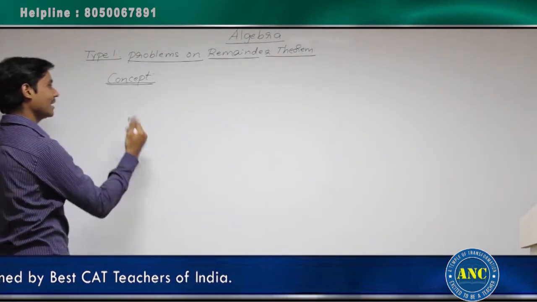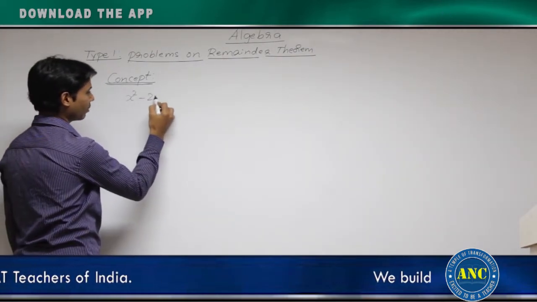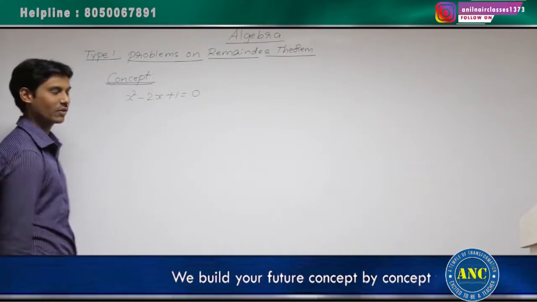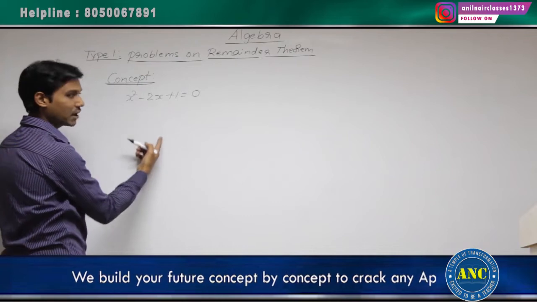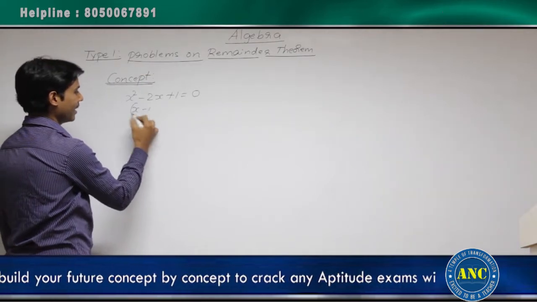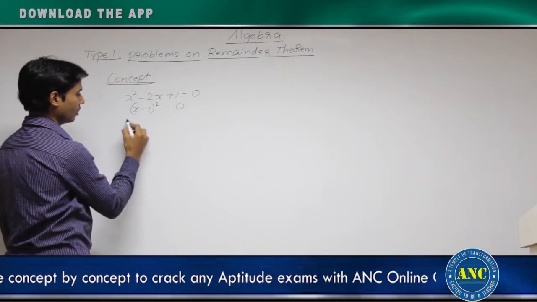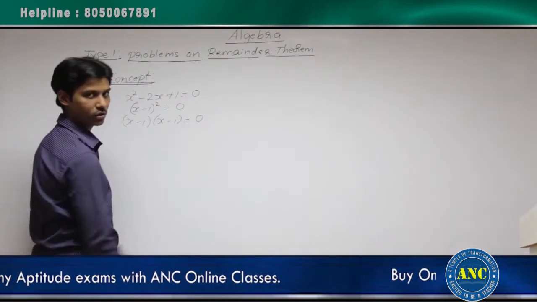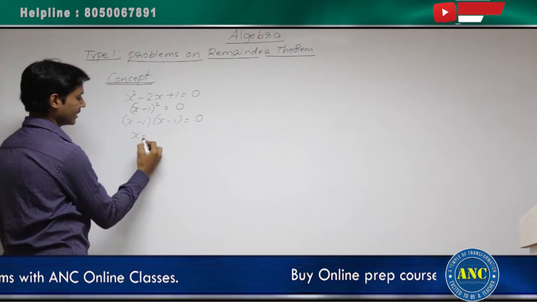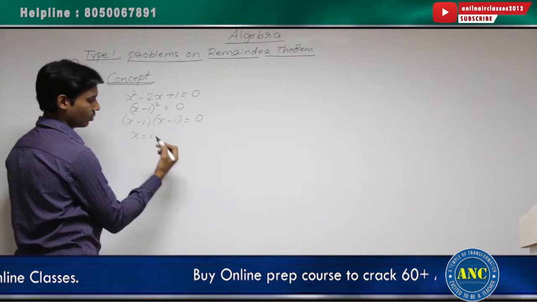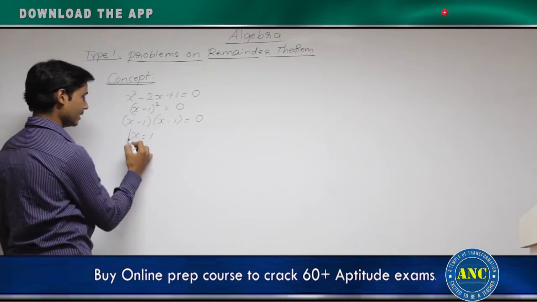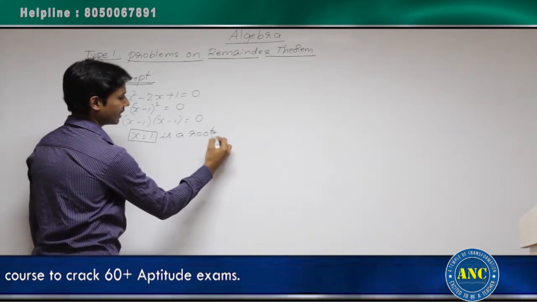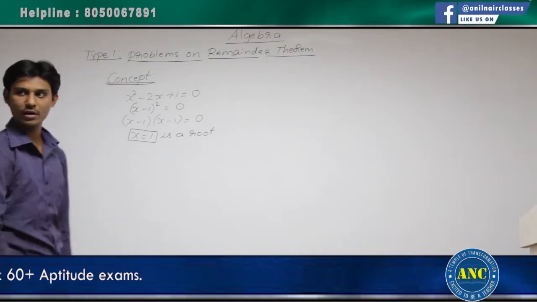Suppose I have a quadratic equation: x square minus 2x plus 1 equal to 0. If I factorize it, I will get (x minus 1) whole square equal to 0. That is nothing but (x minus 1) into (x minus 1) equal to 0. That means x minus 1 equal to 0, so x is equal to 1. That means x is equal to 1 is the root, the solution of the quadratic equation.